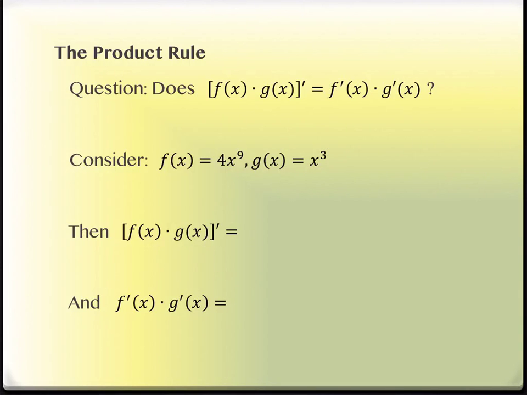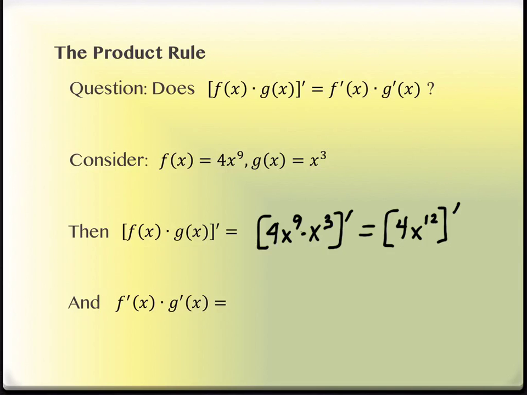So we're going to check it out with just an example. The example we're going to use is 4x to the 9th for f of x, and x cubed for g of x. We're going to check each side of this equation. First we multiply the two functions together, and we'll do the derivative in a minute. What is 4x to the 9th times x cubed? 4x to the 12th. Yeah, we add the exponents together. 9 and 3 is 12.